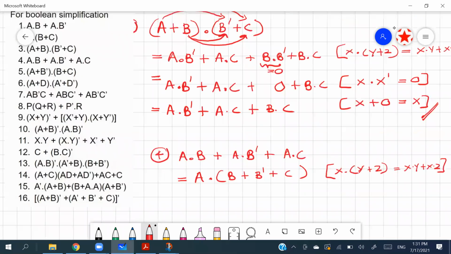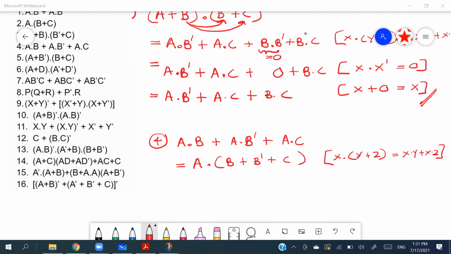Right, and then inside the bracket, you can see there is B plus B bar, which is equal to 1. So you can say equals A dot 1 plus C. So the reason is B plus B bar, the complement law, the inverse law: X plus X bar equals 1.